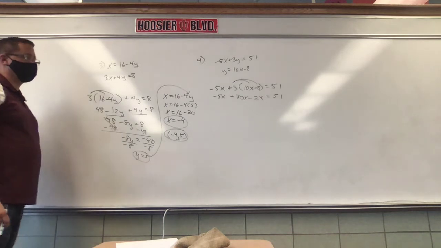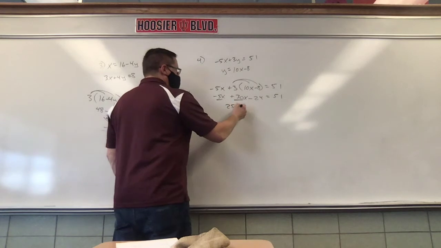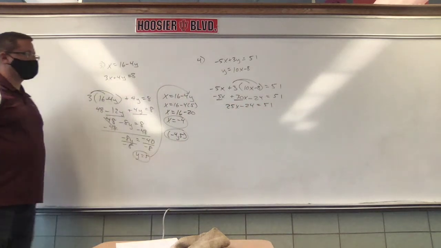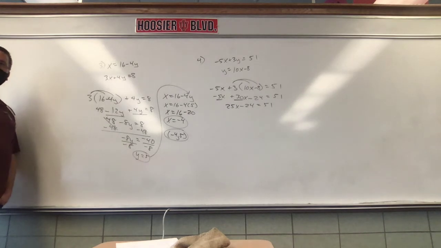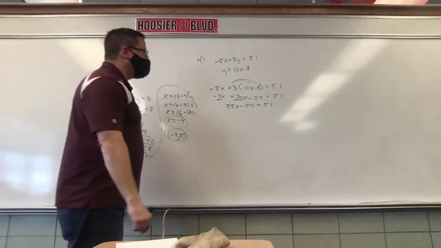You combine like terms together. Negative 5 and 30 is 25x. Minus 24. Now what? Minus 24. It says minus 24. Please don't do that. On both sides. It says minus 24 though.